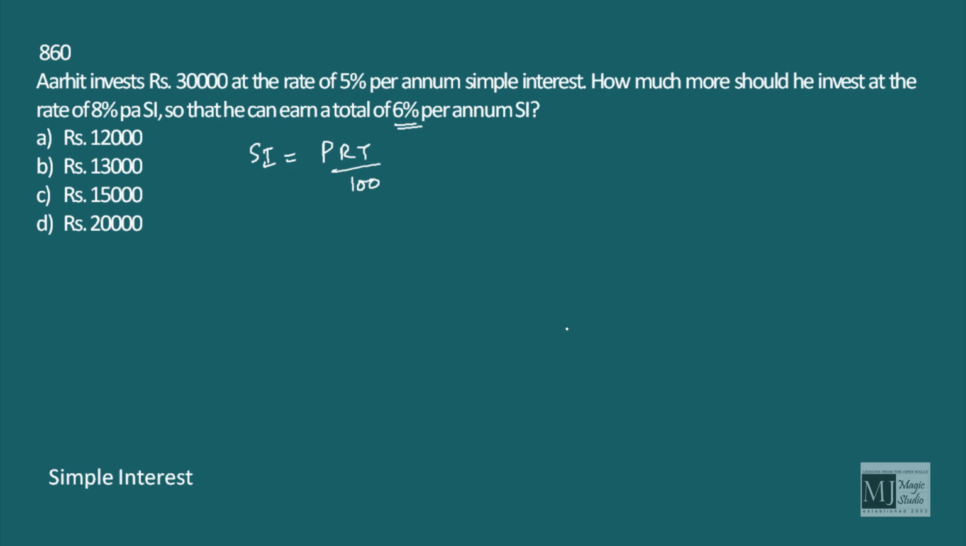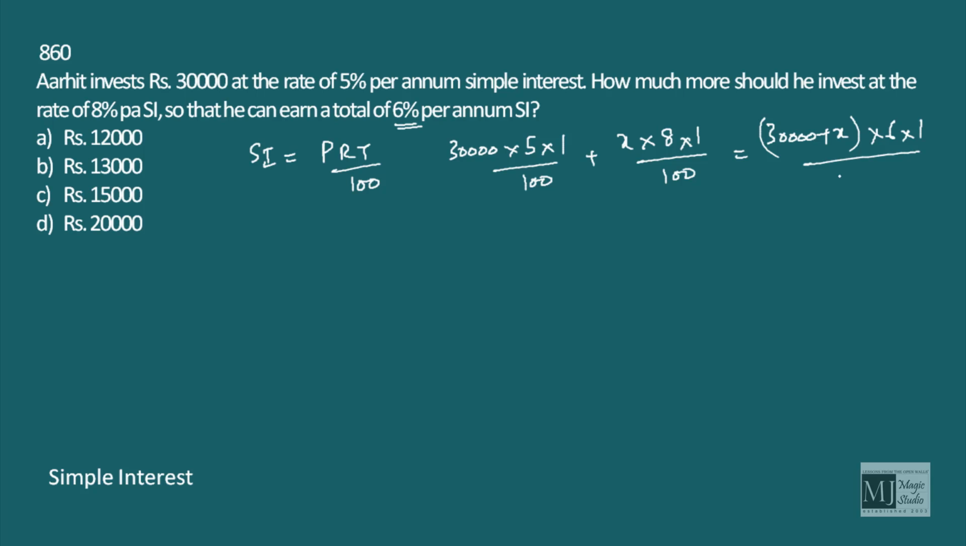per annum? So if we try to frame an equation, we'll get 30,000 into 5 into 1 by 100 plus x into 8 into 1 by 100 equals 30,000 plus x into 6 into 1 by 100. Total, we need to earn 6%. Let's solve this.